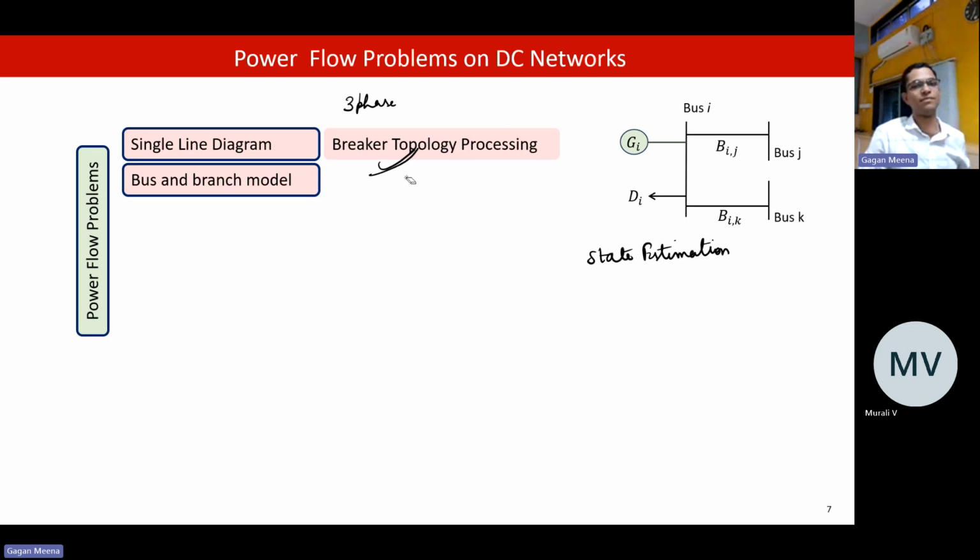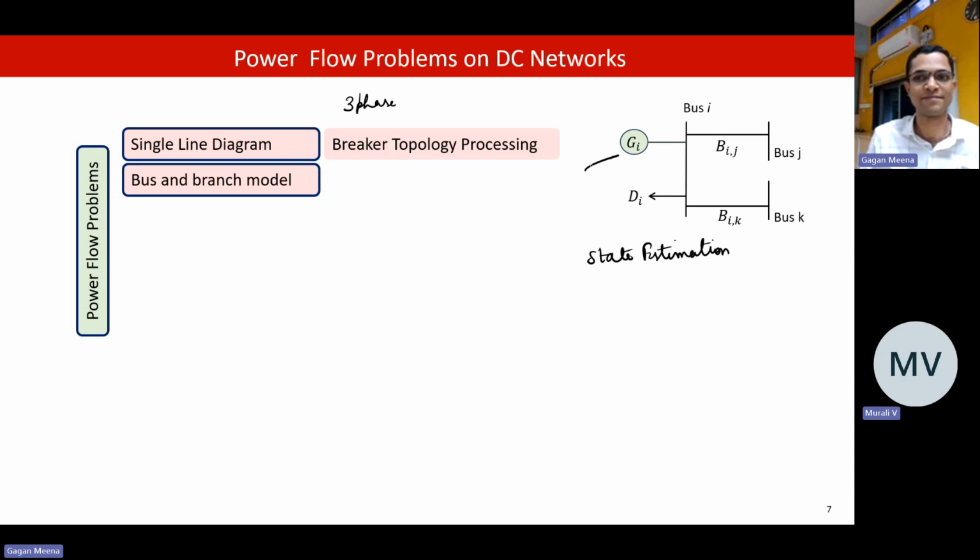The main thing is breaker topology processing. Using this is a very important tool. The circuit breaker status is updated in the control center, and we are able to see the entire picture of the power system because of this information. That single line diagram which is on the screen is because of this processing first. This is the main input.